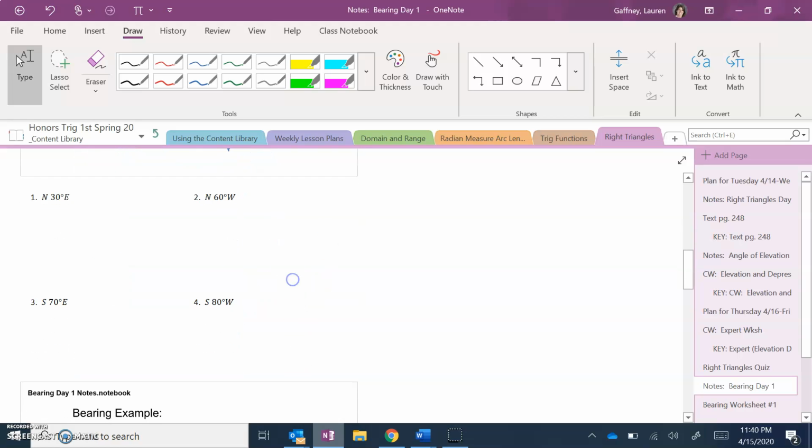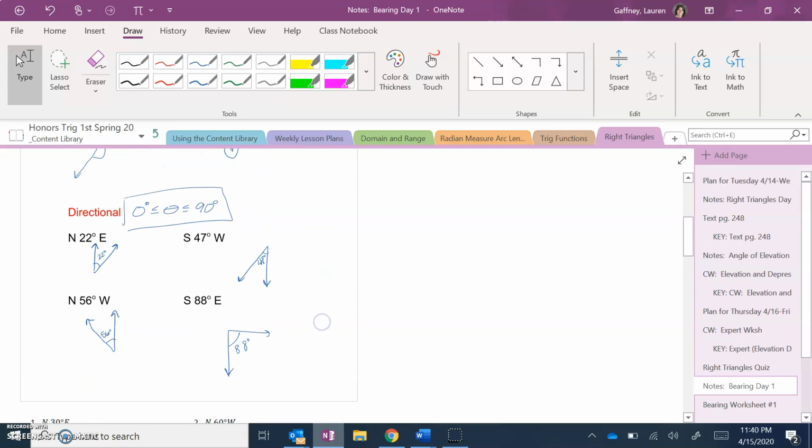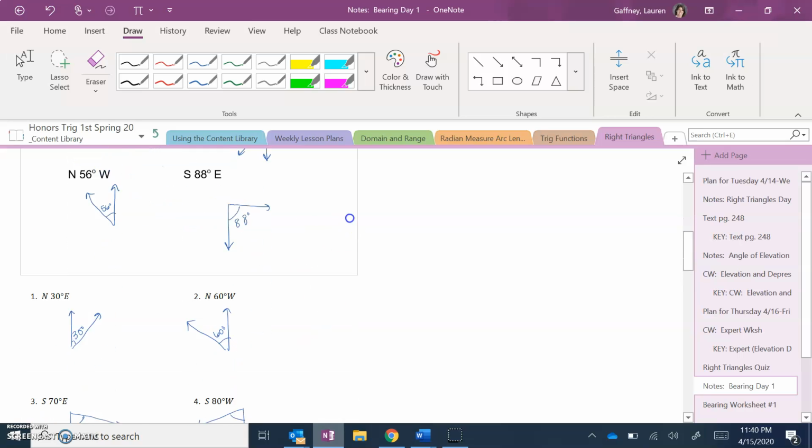Okay, there are 4 here that you can try. If you want to pause it and take a look at those, try those. When you hit the play button, I will draw those in. Okay, hopefully you're okay with those. So those are your directional bearing. Okay, they're always between 0 and 90.